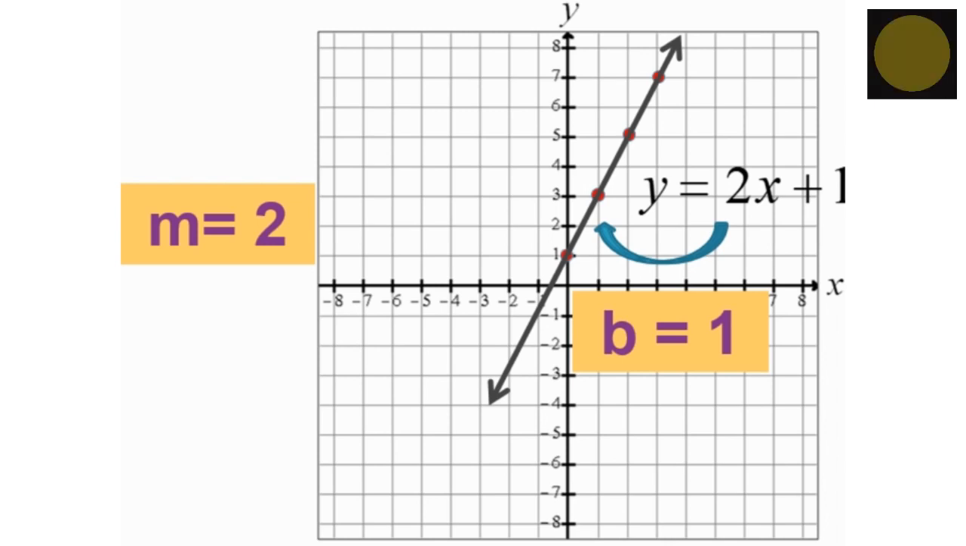Again, it can be written in the form y equals mx plus b. So our m, or our slope, is 2 and our y-intercept is 1. So I have here 2x and 1. Alright?